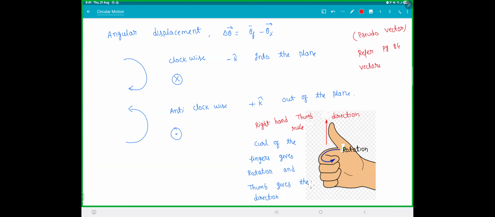If you're looking at my screen, look at my right hand here. My fist is going this way, that means my rotation is this way. So if I rotate this bottle cap this way, it's going to come out.